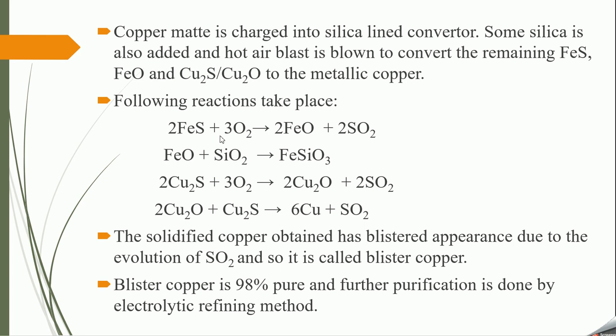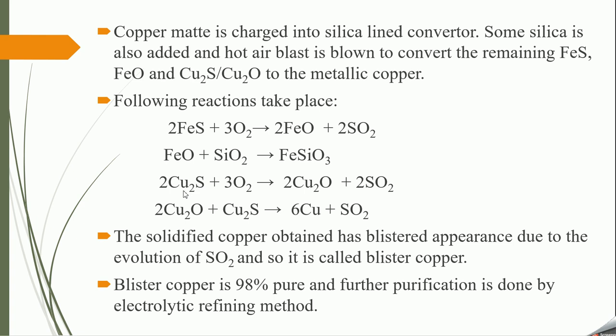In the first reaction, you can observe the roasting process. Iron sulfide reacts with the hot air and is converted into iron oxide. This iron oxide is a gangue which reacts with the silica, which is a flux, to form iron silicate. This slag is now separated from the mixture.